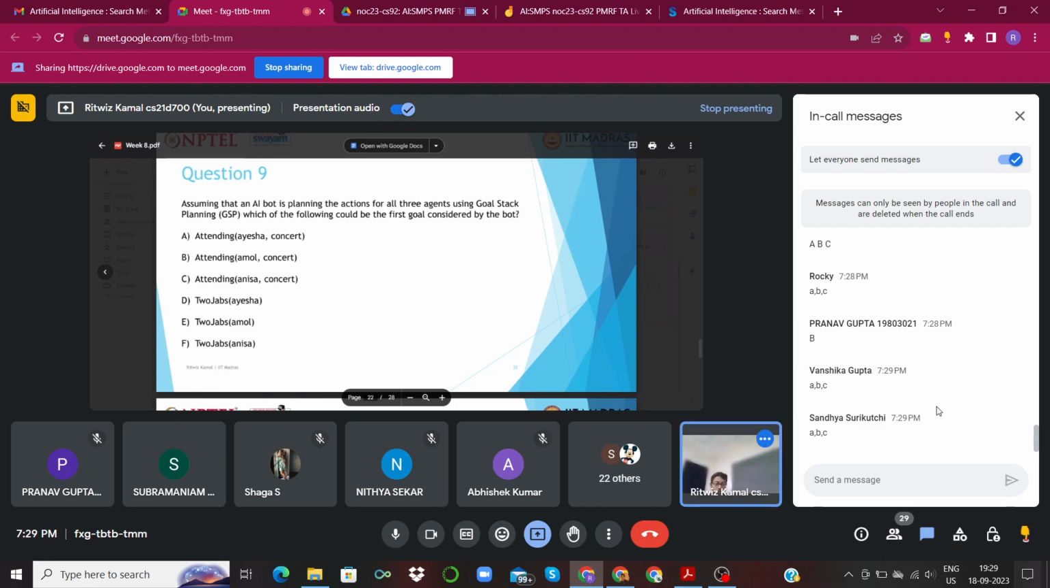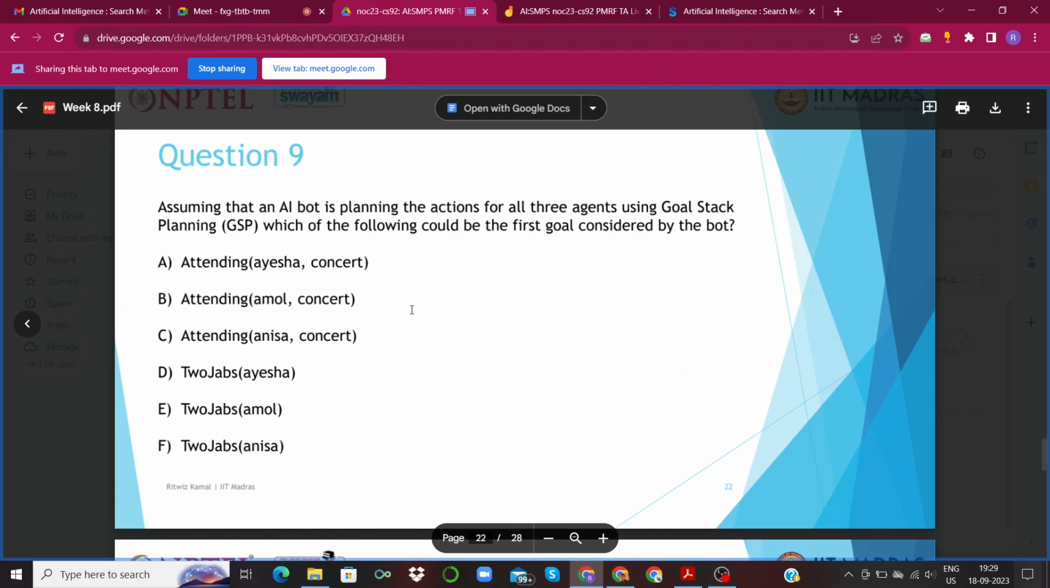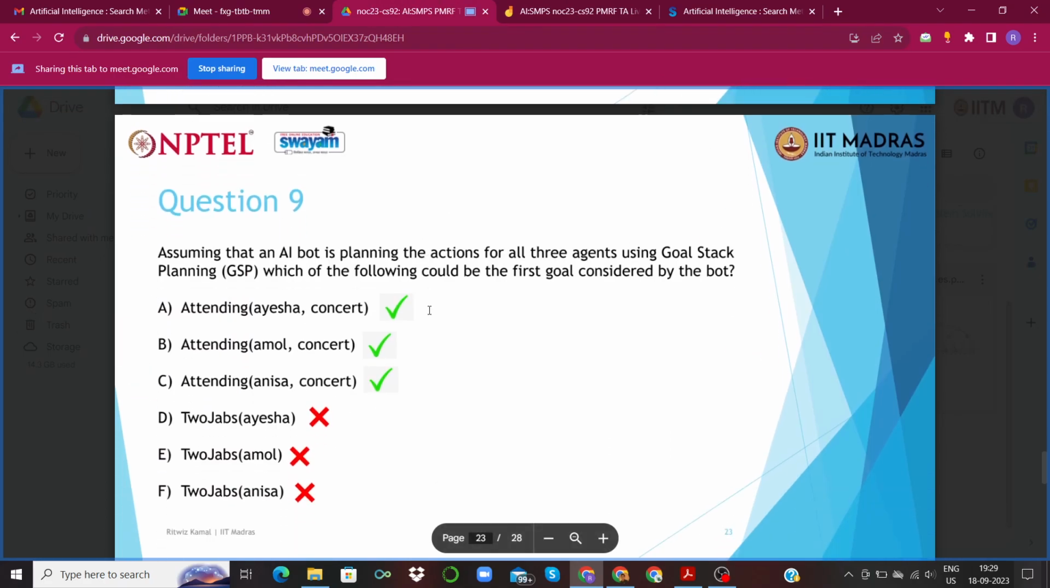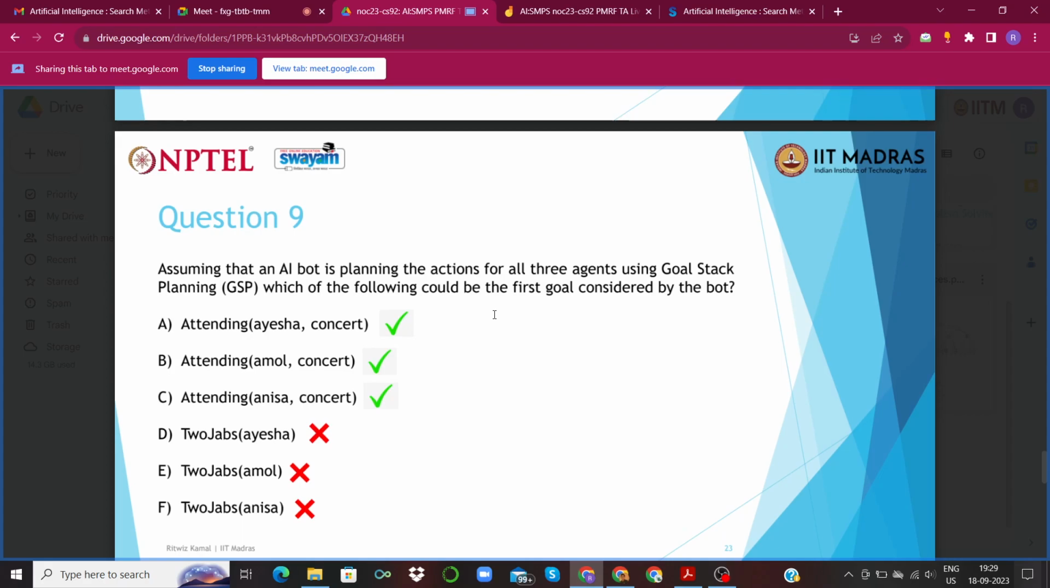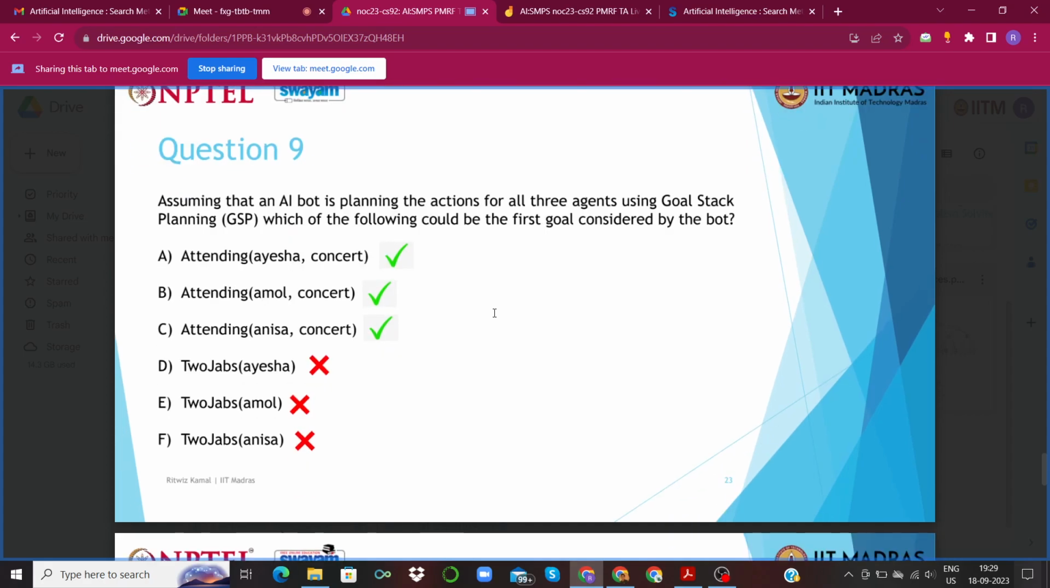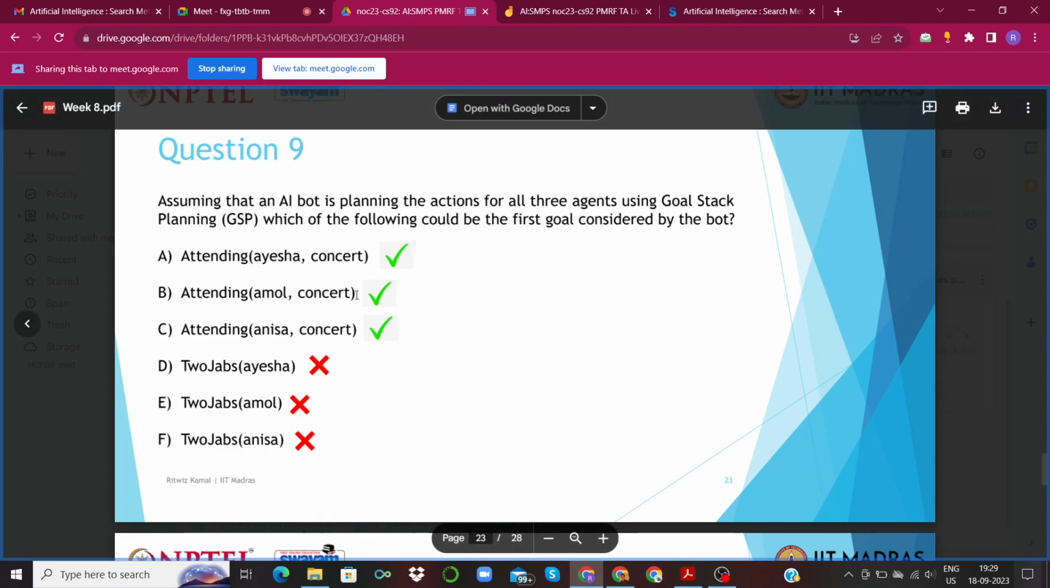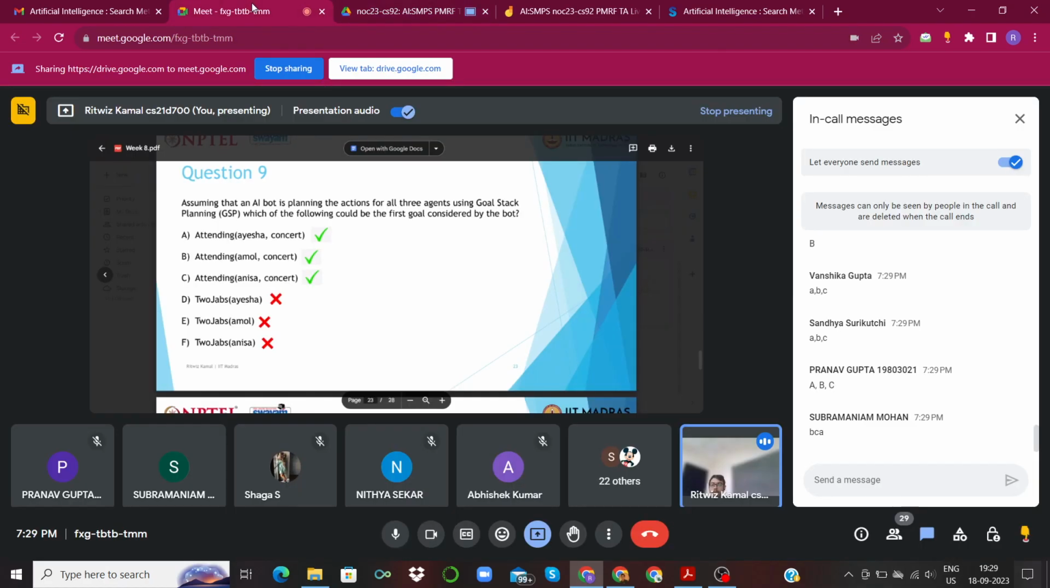Okay, so I see a couple of you have already answered the question, and most of you are correct, and that's great. The answer would be all A, B, and C, because all three subgoals that we want to find a plan for are independent of each other because they deal with three different individuals. We can put them in the stack in any particular order. It could be G1, G2, G3, or G3, G2, G1, or G2, G3, G1, whatever. So any of these could be the first goal that is considered by the bot.